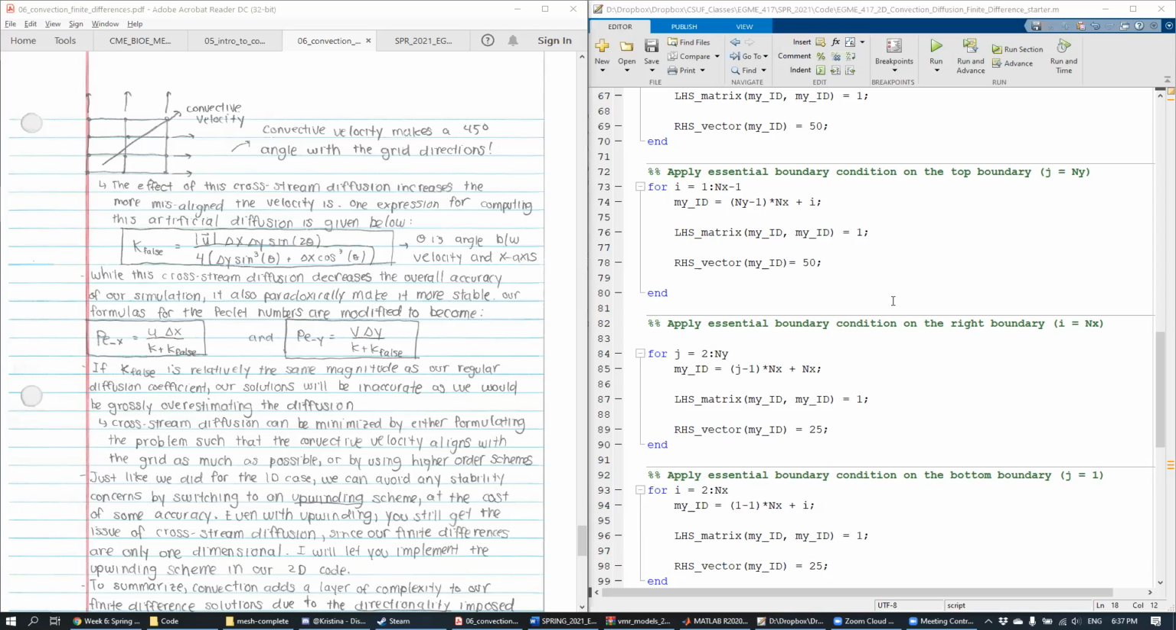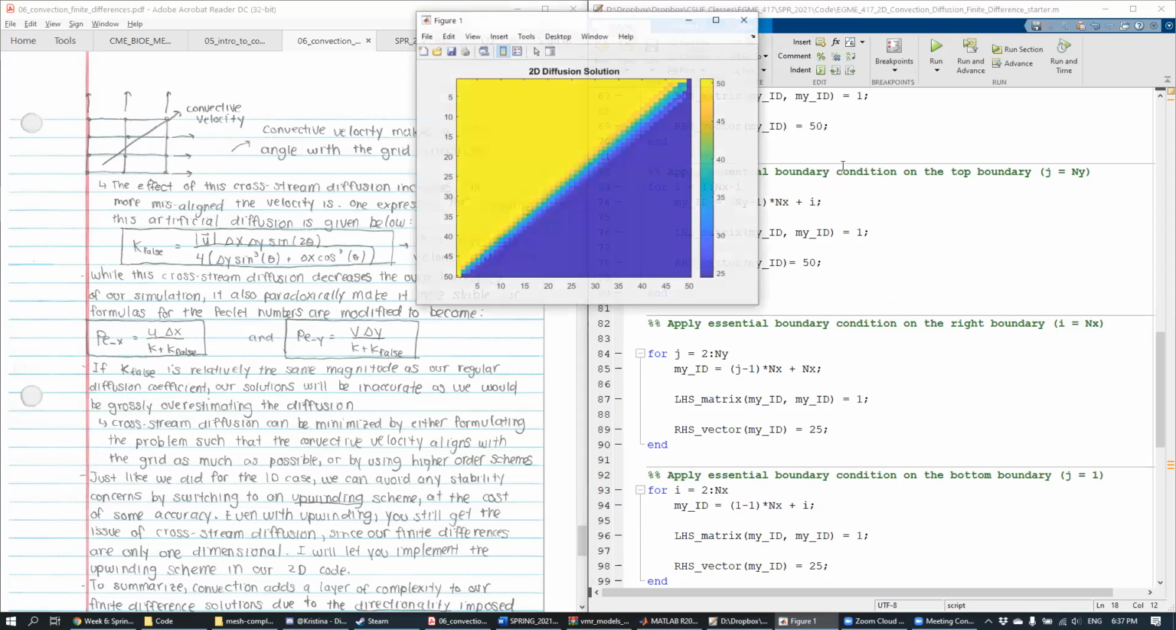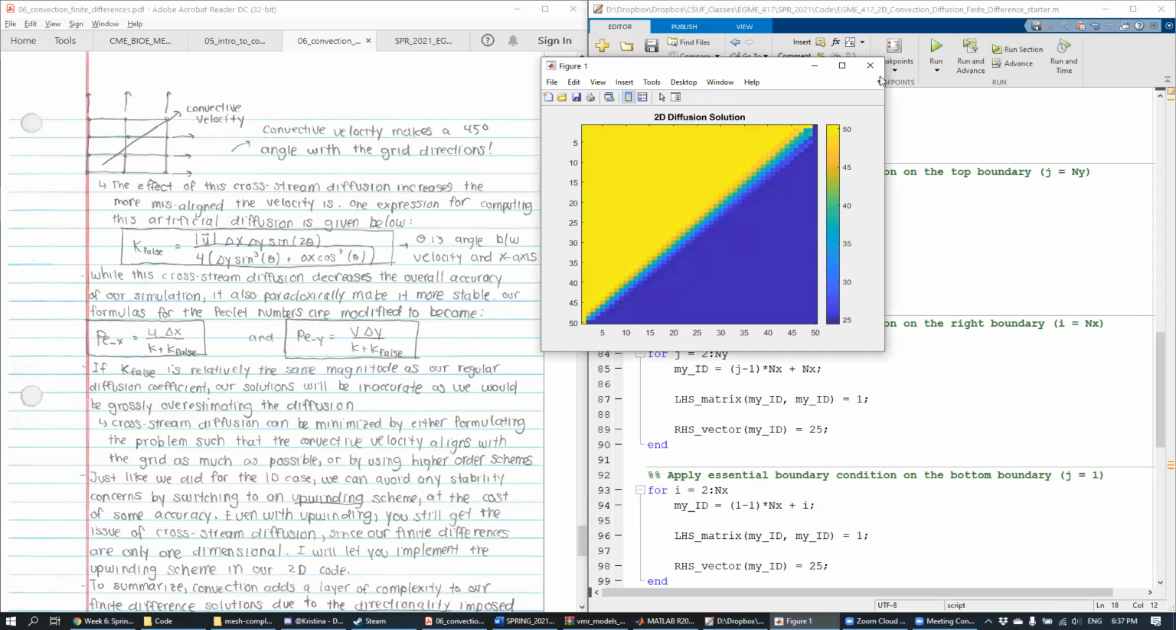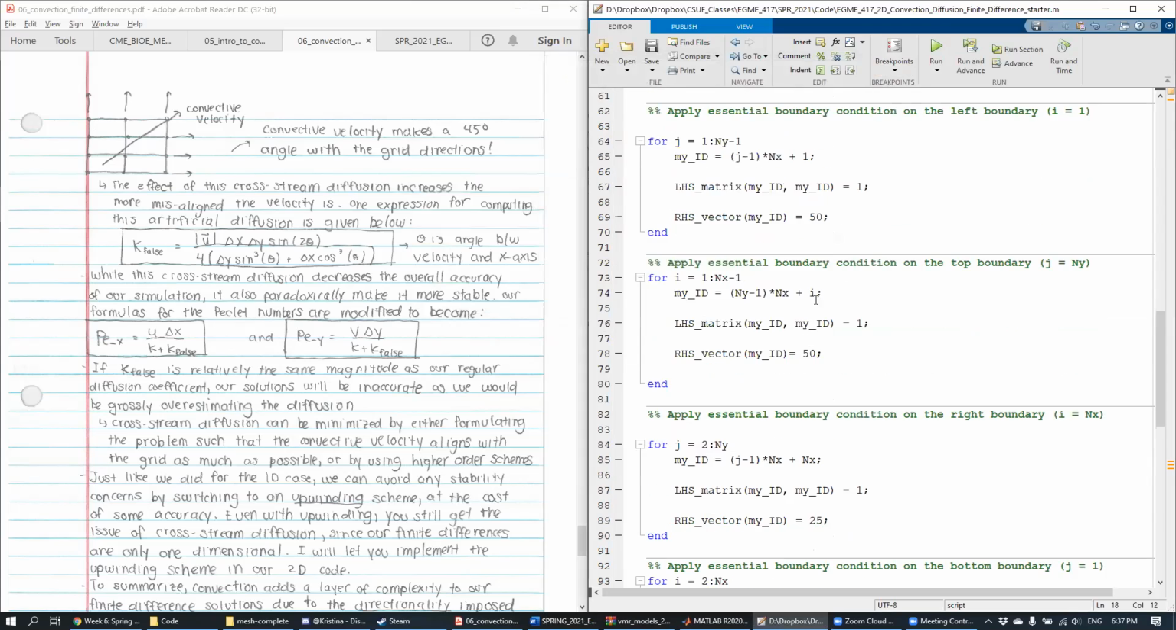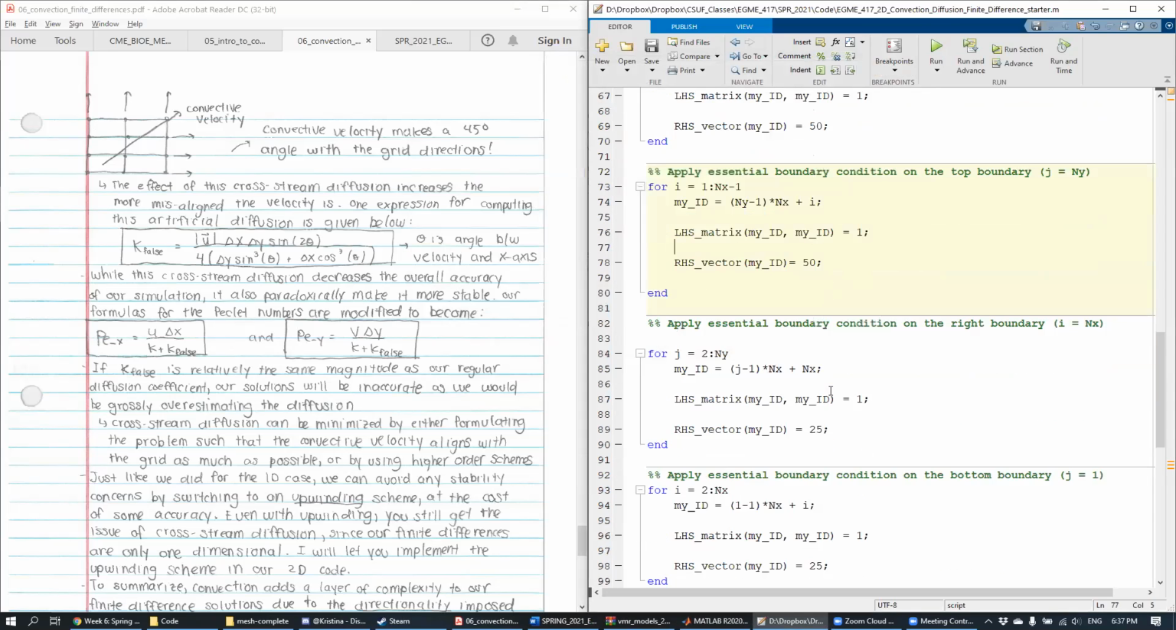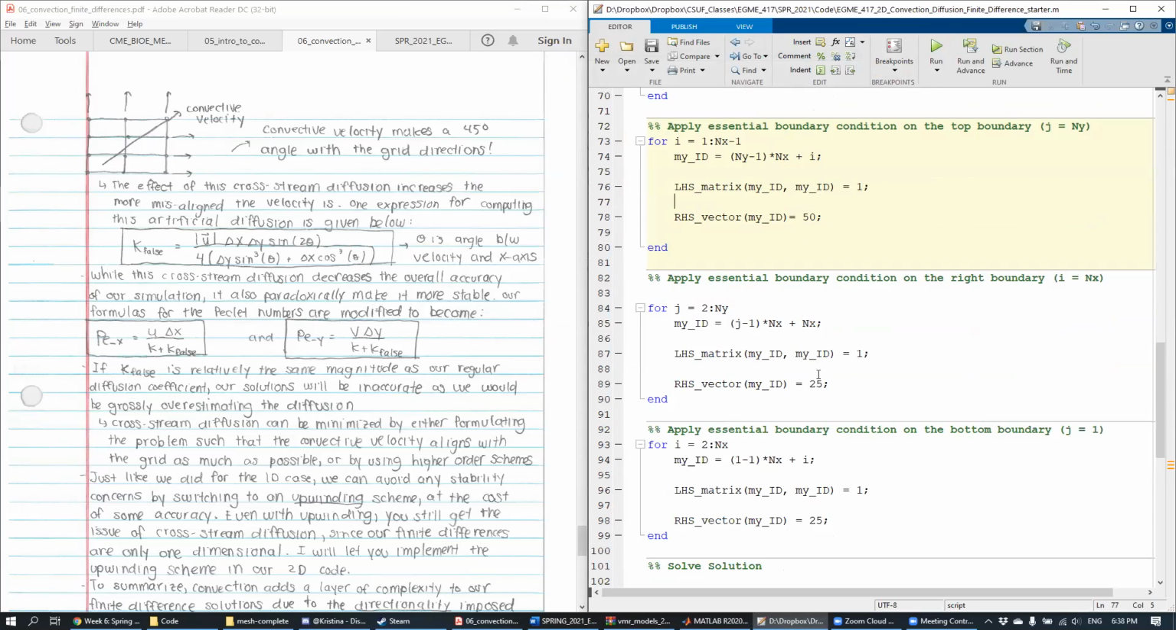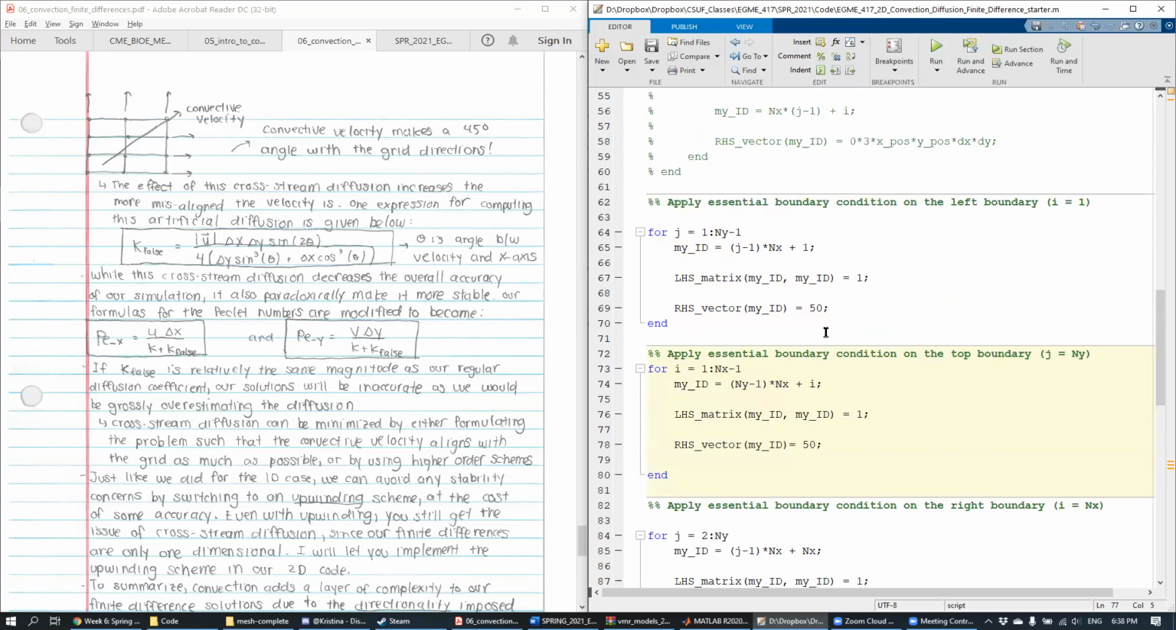What numbers do you see over here? You have to make sure that your boundary conditions are like this. Remember, for the left and the top, you are applying a boundary condition of 50, and on the right and the bottom, we're applying 25. If you apply 25 to all of them, then it's probably all going to be just one color.